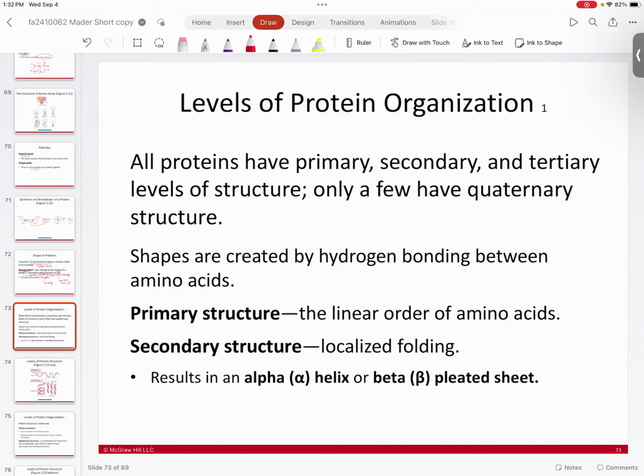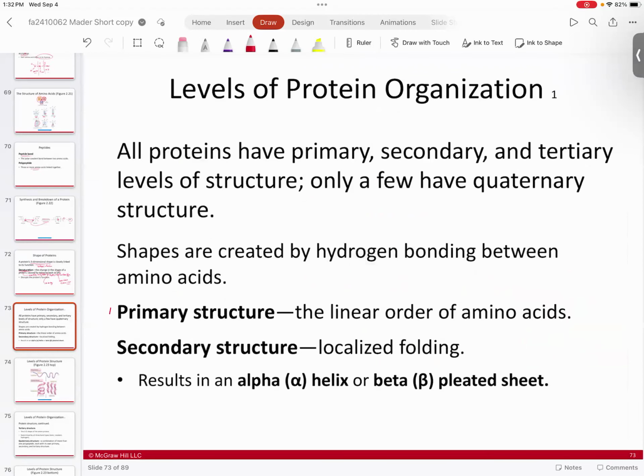So protein has to adopt its three-dimensional shape, right? So it goes through levels. First of all is what's called primary structure. The primary structure of a protein is essentially the linear chain of amino acids as they're being put together. Then what happens is they start to fold into what's called secondary structure. And basically, this is what's called localized folding.